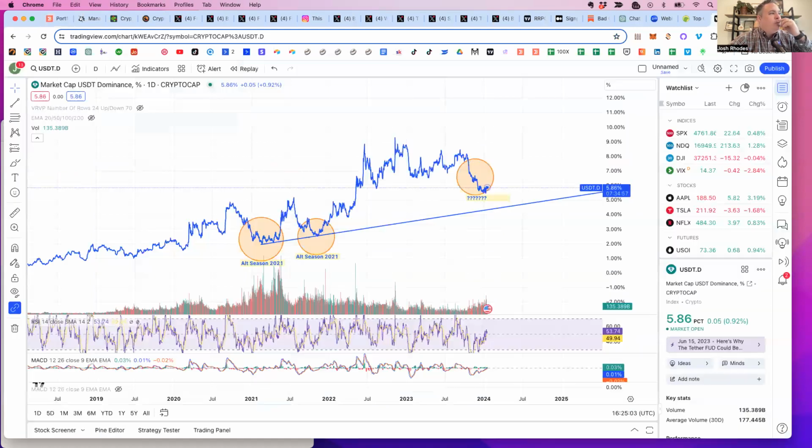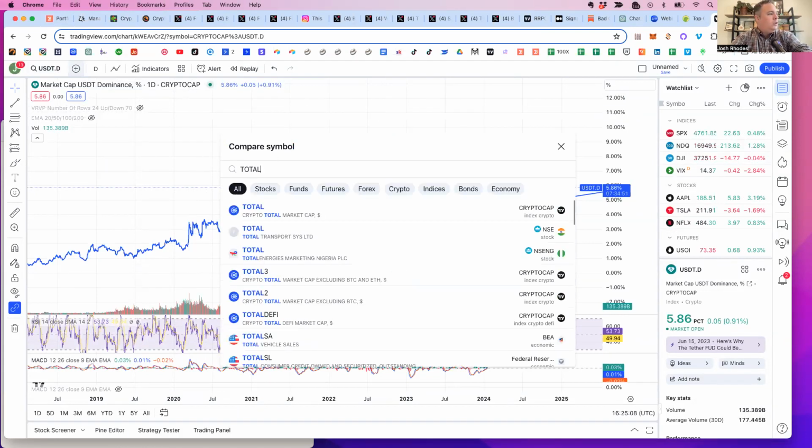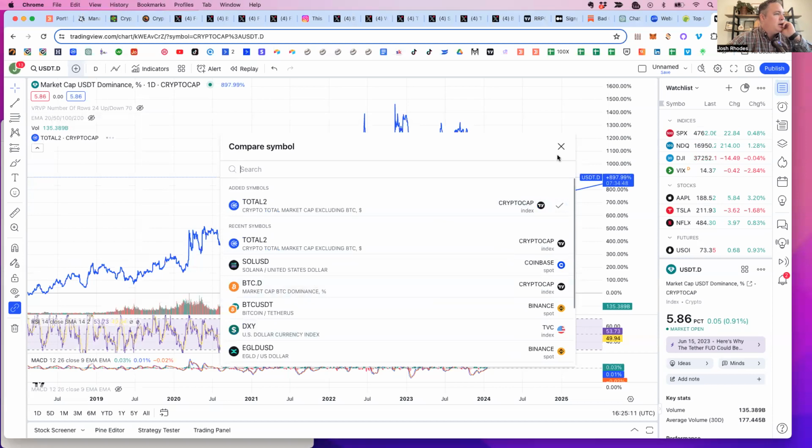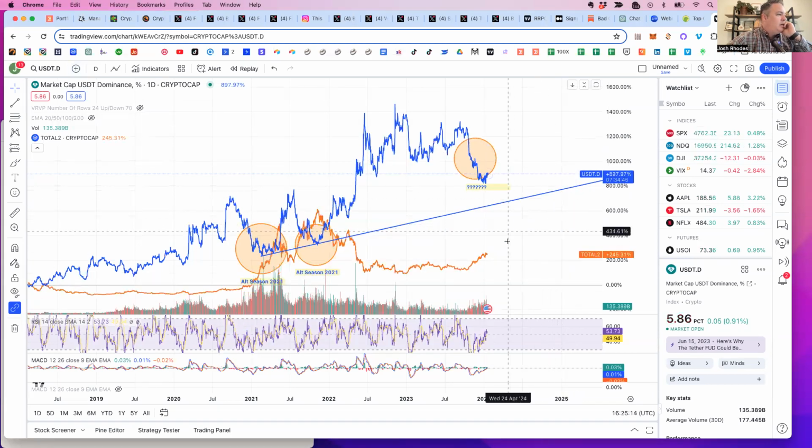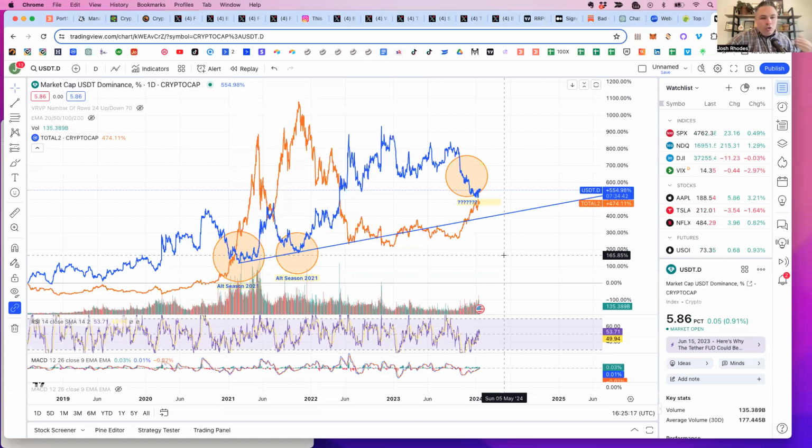Okay. If you look at the total market cap, let's see if I can add the Total 2 market cap laid over here. Yes. So Total 2 market cap is all of crypto minus Bitcoin. Just look. When the USDT dominance drops, the total market cap of crypto goes up. Right here, it's doing that. Right here, it's doing that. Right here, it did that. So it's something to pay attention to.